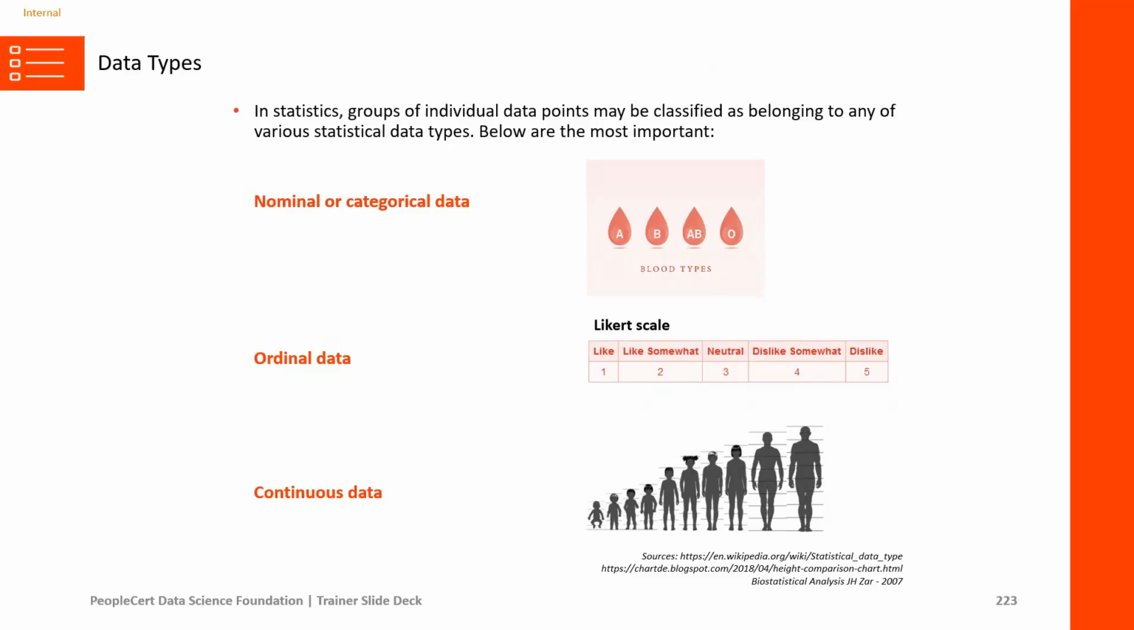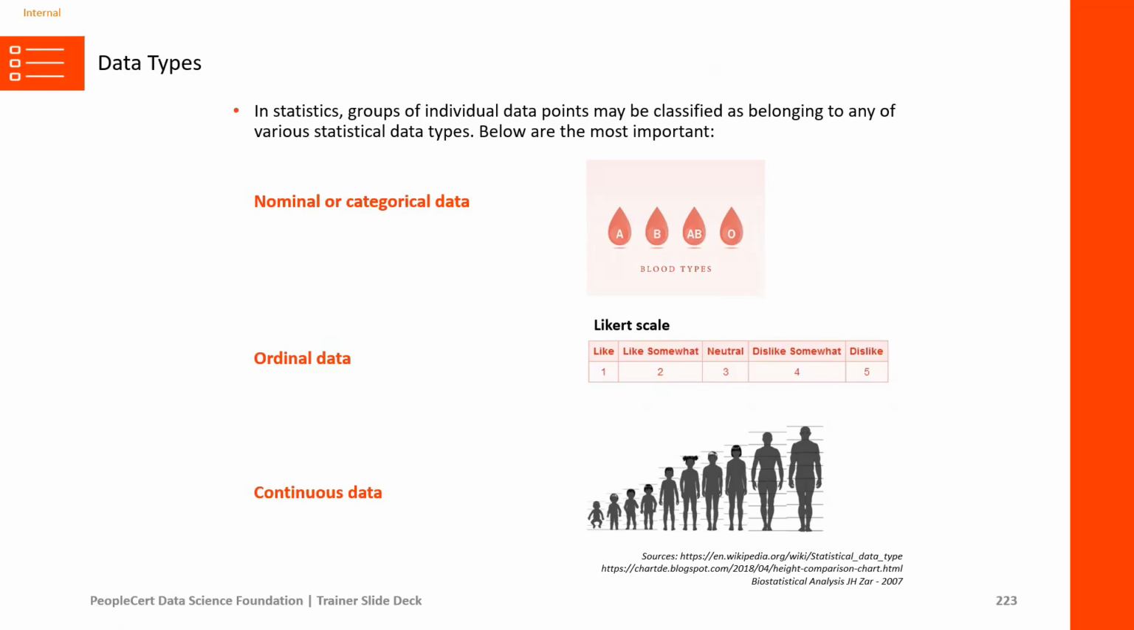So you have nominal or categorical data. Let's talk about the nominal or categorical data. If you see the blood groups, you have A, B, AB or O. So these are the categorical data which we are using across.